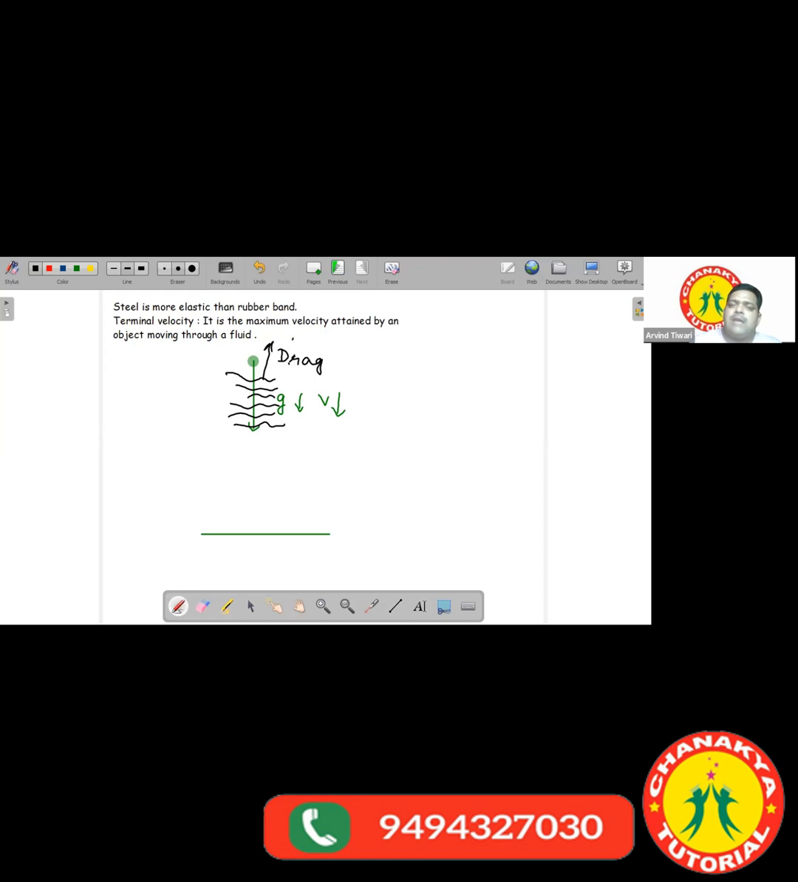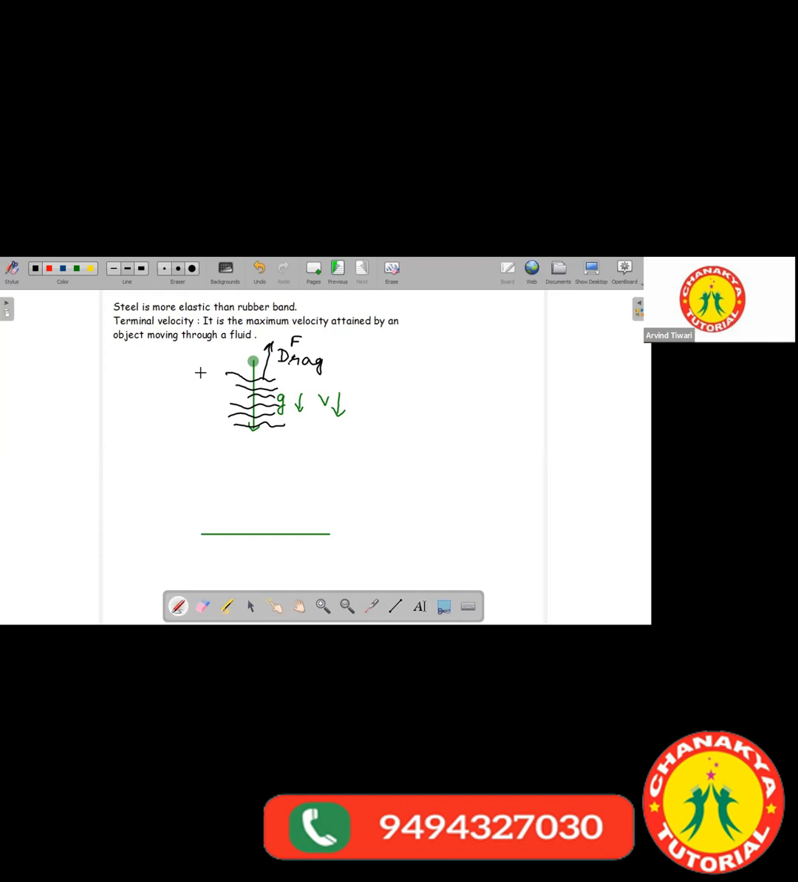So there is a backward force offered to this ball, and this backward force is dependent on the speed of the ball. It depends on the speed of the ball, and it depends on the shape of the ball. So if the ball moves faster through air, if its speed increases, the drag force increases. So the drag force increases if the speed of the ball increases, right?